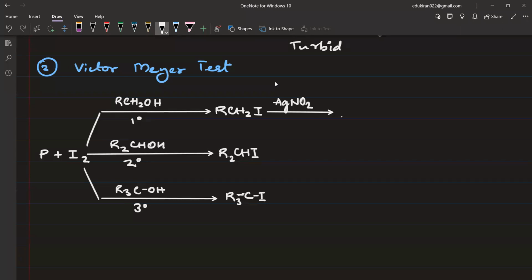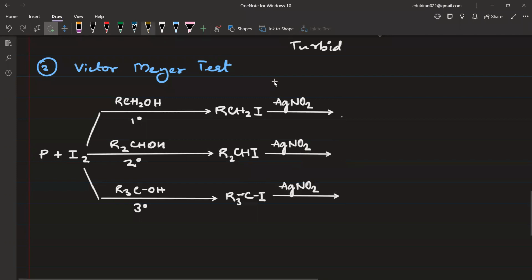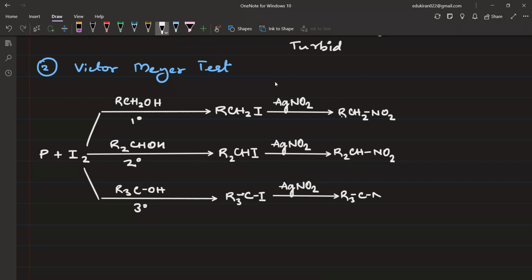Now, when I react this with AgNO2, it is going to form nitroalkane, if you remember from the chapter haloalkanes and haloarenes. Okay, so we'll have RCH2NO2, R2CHNO2, R3CNO2.